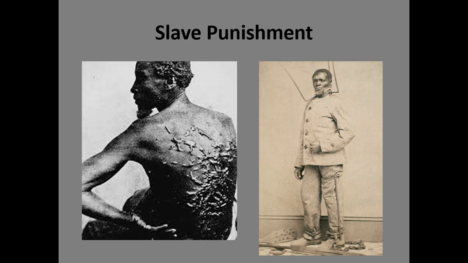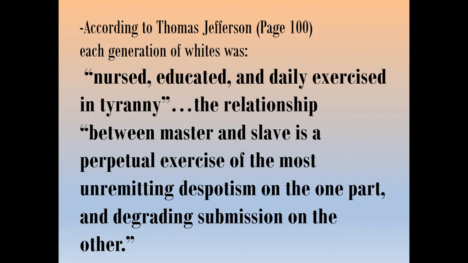Okay, so back to Thomas Jefferson. He determined, according to Jefferson, each generation of whites was nursed, educated, and daily exercised in tyranny. The relationship between master and slave was a perpetual exercise of the most unremitting despotism on the one part and degrading submission on the other. And of course, he would know. He grew up on a plantation his whole life. Thomas Jefferson had over 600 slaves in his lifetime on his own plantation. So, interesting point of view from a man who owned that many slaves.